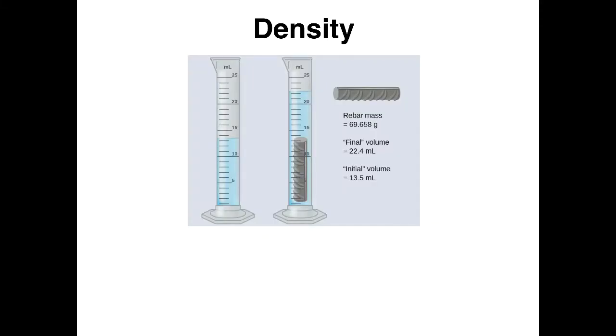So here's an interesting little example. What we have here is our graduated cylinder, which shows the volume of the fluid to be approximately 13.5 milliliters. When you put the rebar in there, the final volume is 22.4 milliliters. The displaced volume would be 22.4 minus 13.5. So 22.4 minus 13.5 is equal to 8.9 milliliters. So that's the volume of the rebar.